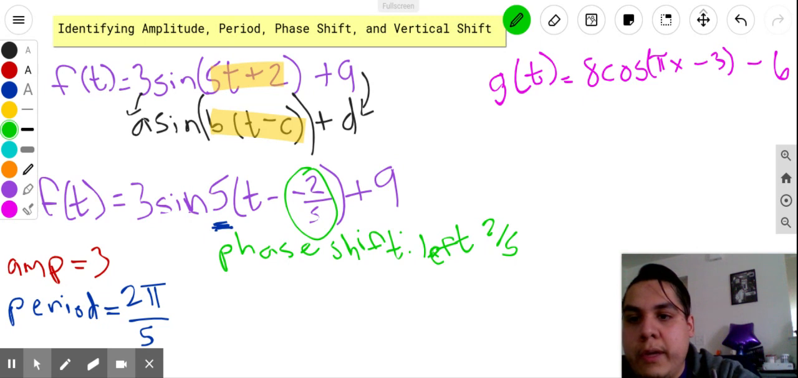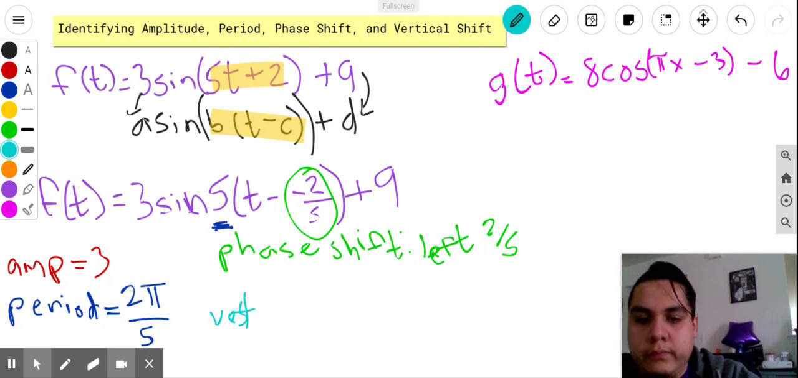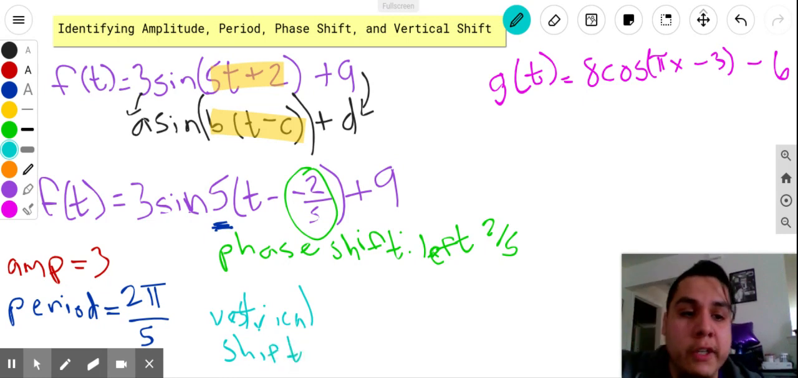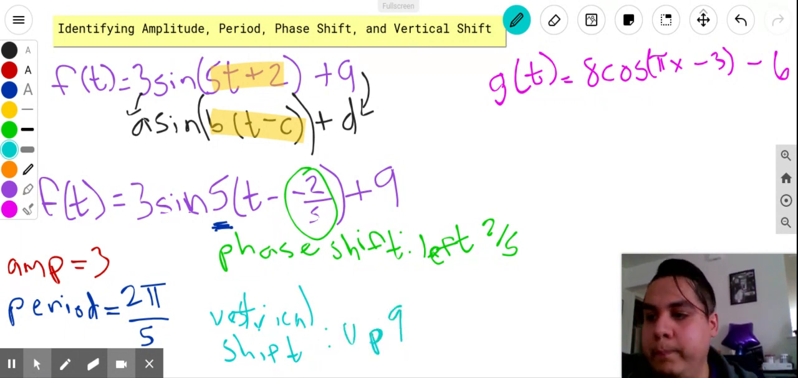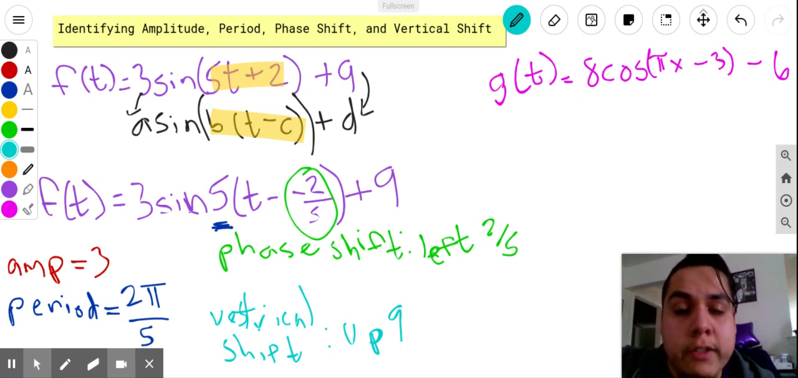And last but not least, we got the vertical shift. Thought about spelling shift before I finished spelling vertical. That's why you see the vertical shift. But really the vertical shift is just changing where the midline is, right? So I would say it's up 9. And that's all I would do for that.